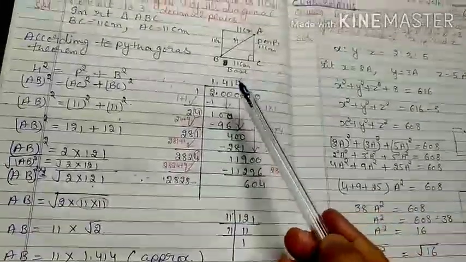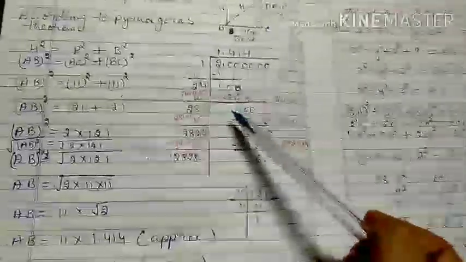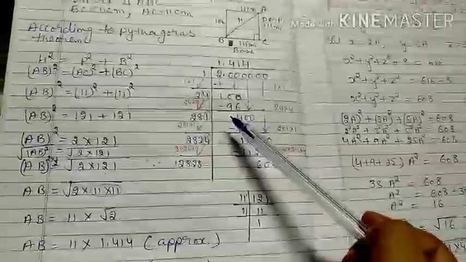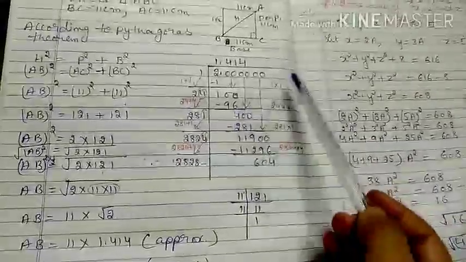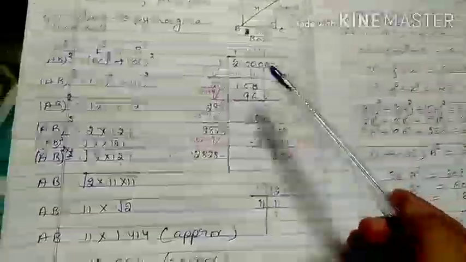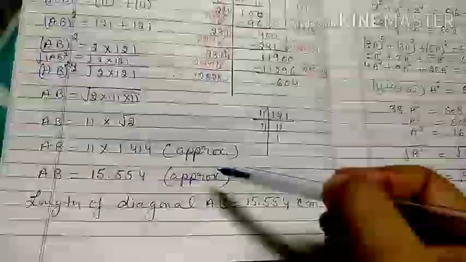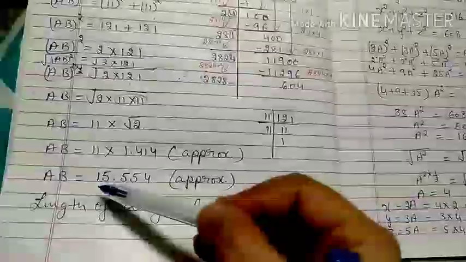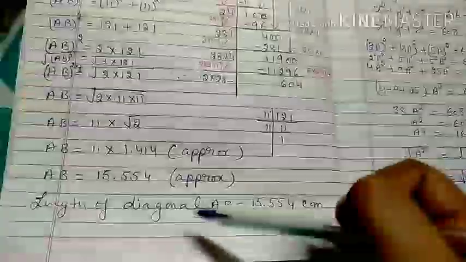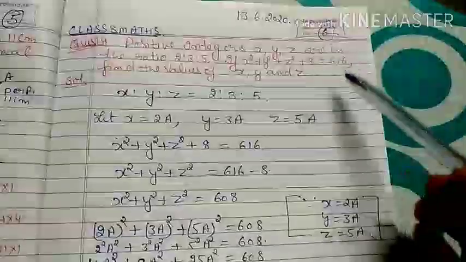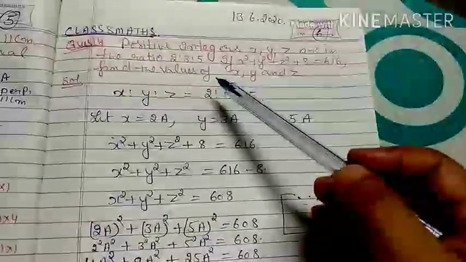So after calculation I found that the square root of 2 division does not end, so we consider only 3 decimal places, 1.414 approximately. When I place the square root of 2 value 1.414 approximately, that gives me 15.554 approximately, that is the length of the diagonal.